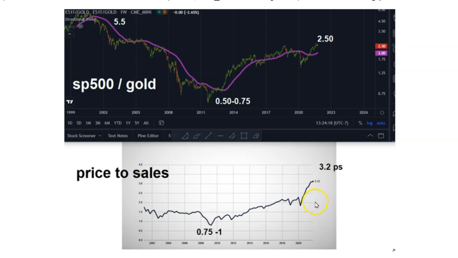So I would be concerned. I would want to be careful. I would not want to put on big positions, and I would want to trim positions given this data. Okay?